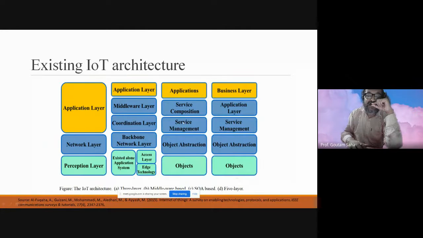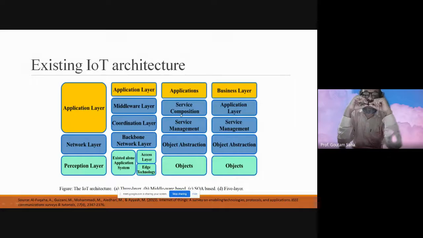Now, service management means what? How this data can be safely transmitted to the application layer. So the service management is the network layer. It makes a safer route for the cloud.